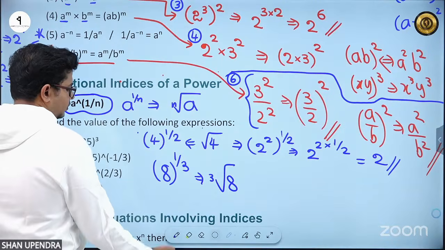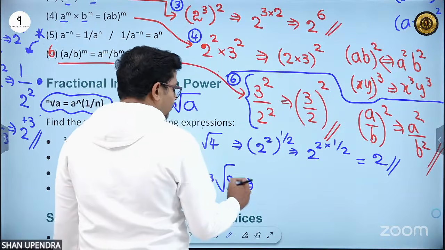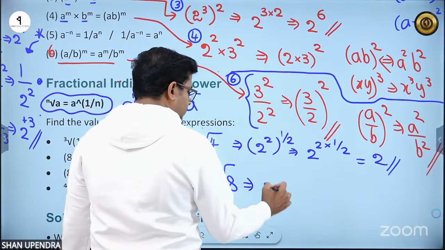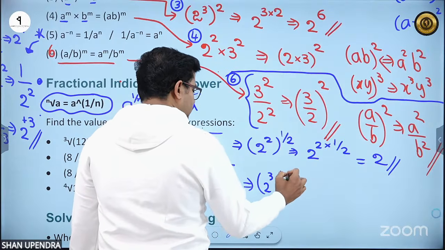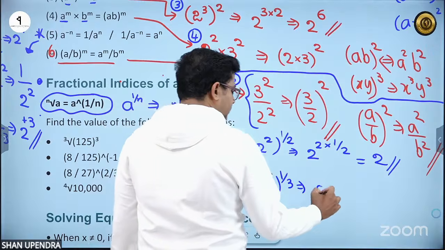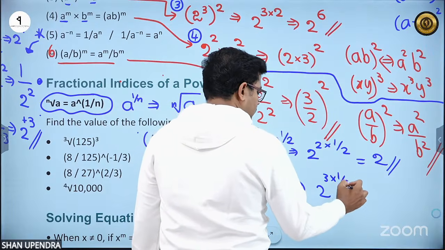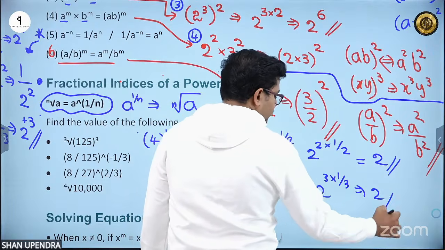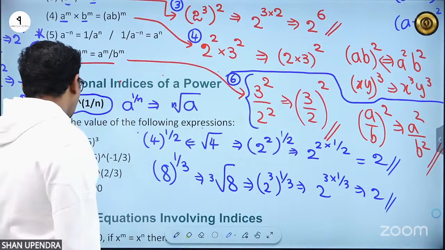And then how do you solve this one? You know 8 means 2 to the power 3. So I can write it, and the answer is again 2. Okay.